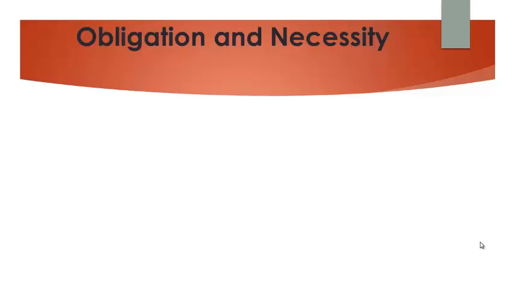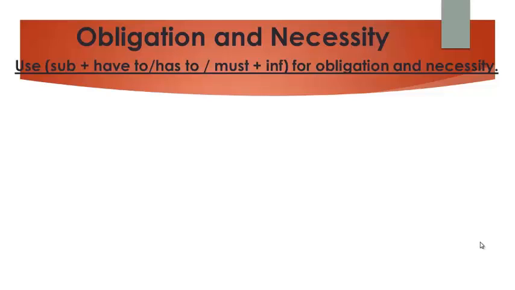Let's see. We use the subject, the person who is acting or doing the action. Today we will study have to, has to and must, okay? So use the subject plus have to or has to. We know that have to goes with plural pronouns or plural subjects like we, you, and they. And we use has to with he, she, and it, the singular.